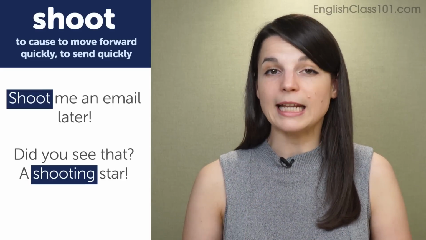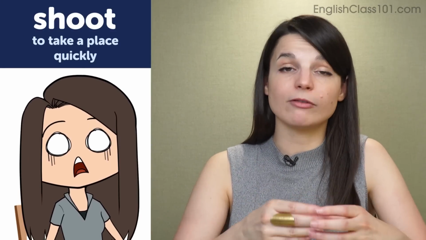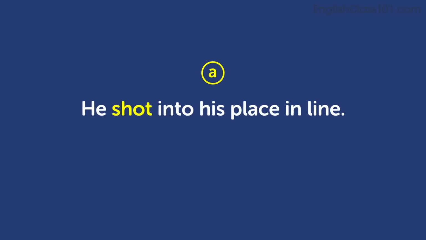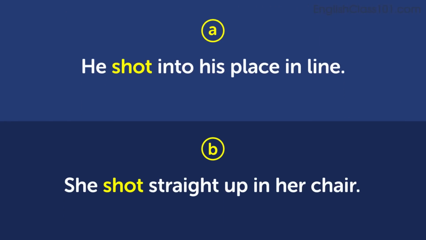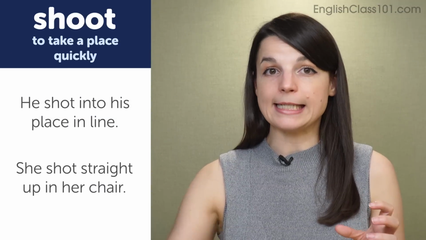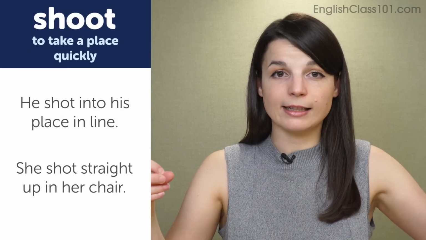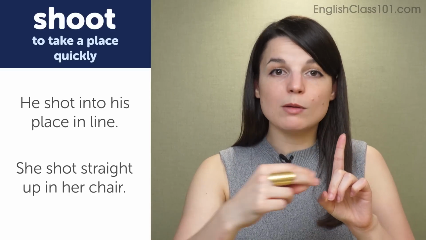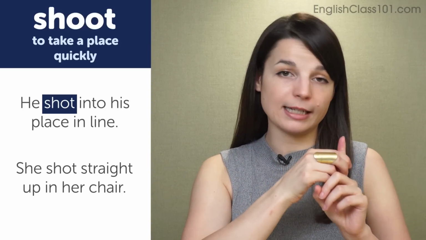The third additional meaning is to take a place quickly. This is a designated place, like a specific place or a specific position that is quickly assumed, quickly taken. Examples: he shot into his place in line. She shot straight up in her chair. Okay, so in the first example sentence, he shot into his place in line means there are many different places in line. One place is designated as his space. He quickly moves to that place in line. We can say he shot quickly to his place in line.